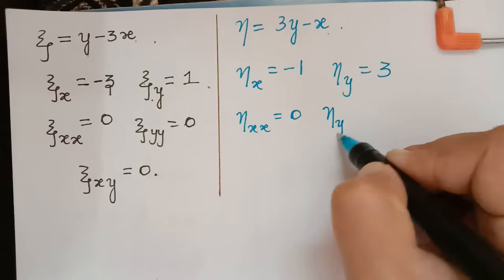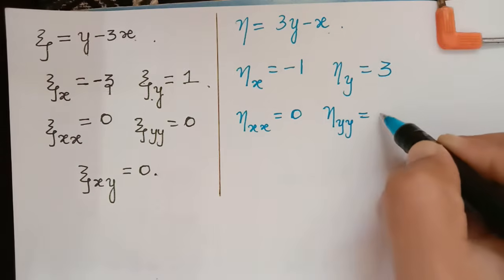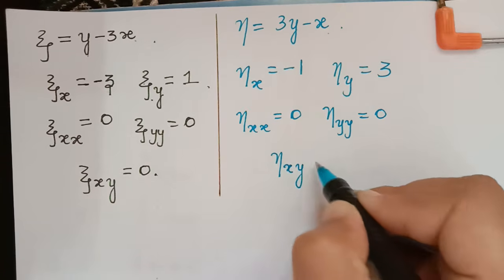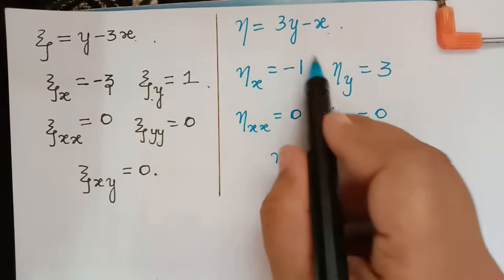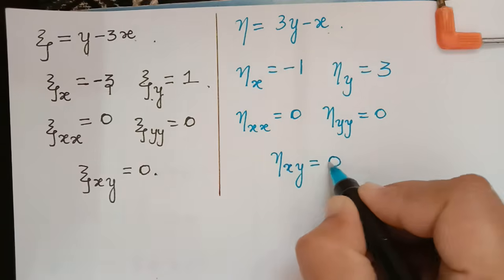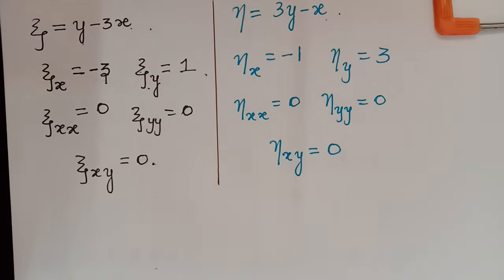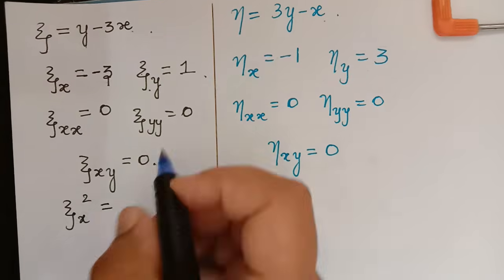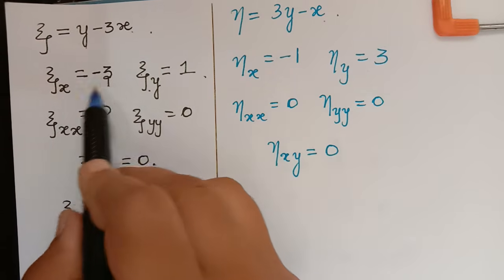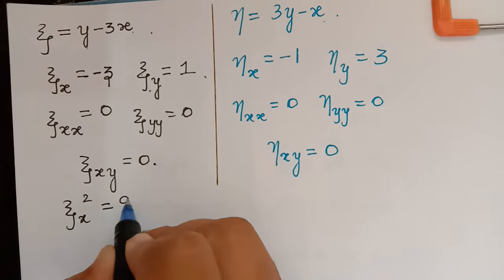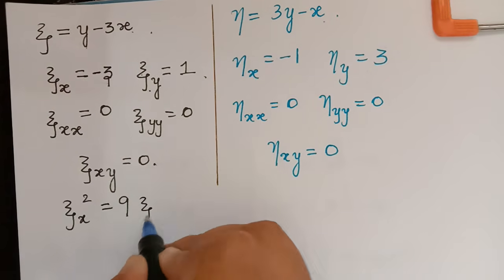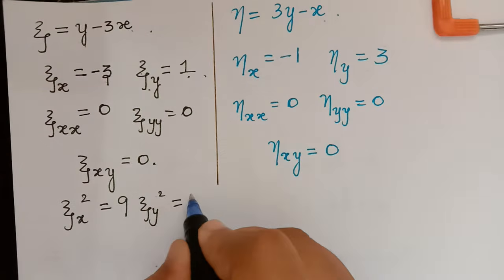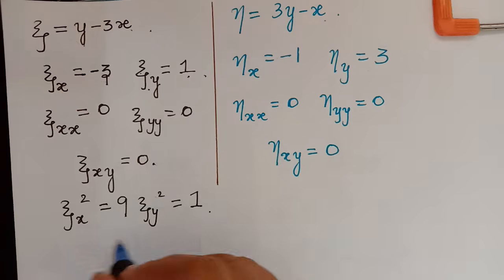And after that, ηyy. The differentiation of this is 0. And ηxy we have to find, which will be equal to the differentiation of this with respect to y, and that will be equal to 0. Also in the formula, we have ξx square, which is equal to square of ξx, which is negative 3 square, which is 9. And also we have ξy square, which is equal to the square of this. So square of 1 is 1. So these two also we have obtained.